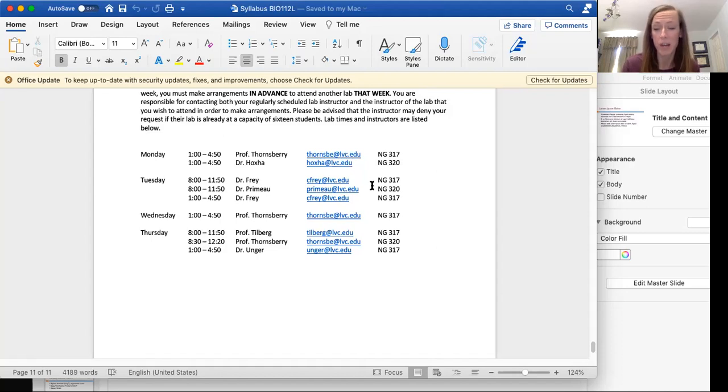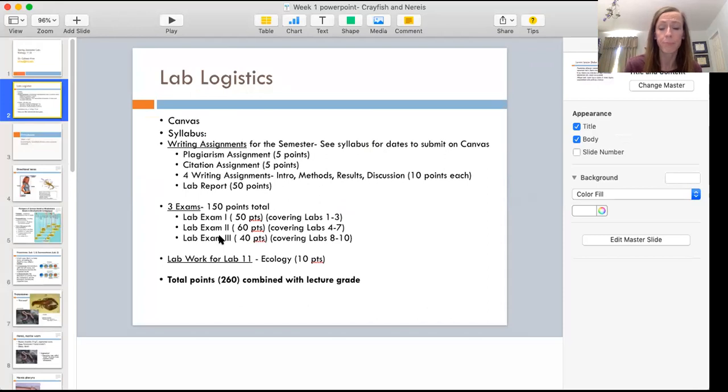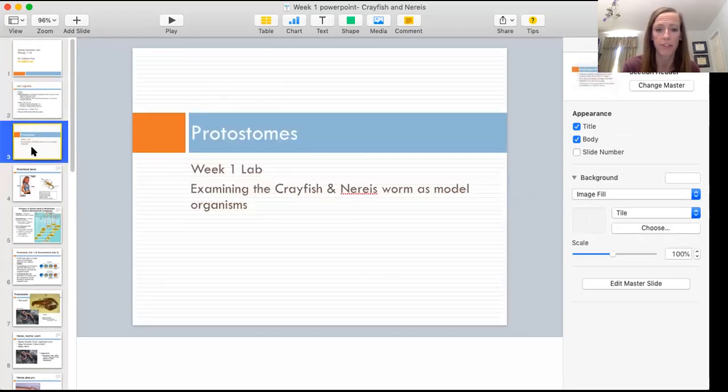We are under some constraints as far as how many students are allowed in the lab at a time. So you need to contact the other professor to make sure that they have an open seat that you would be able to utilize for that week. So like I said, that's basically the logistics. If you have any problems with any of that, or any questions, shoot me an email, and I'll be happy to answer them.